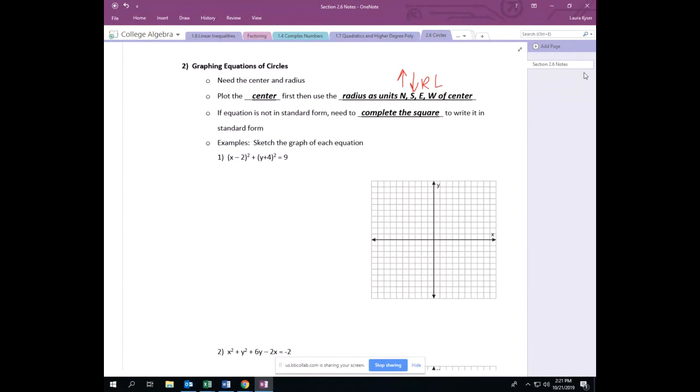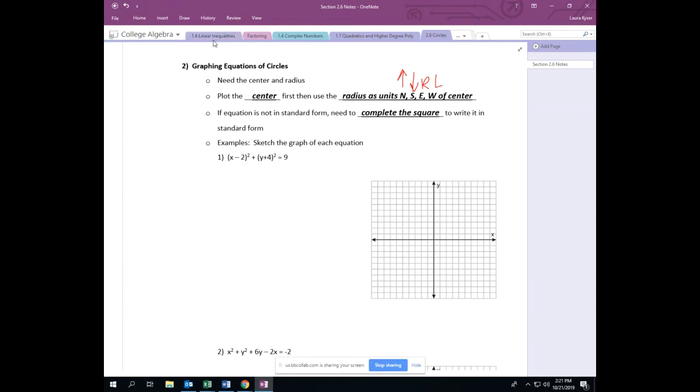Now, if the equation is already in standard form, like this first one, then we're in really good shape. If the equation is not in standard form, we have to put it in standard form. And there is a methodology to it involving completing the square, which I will go over with you in another example. So we're going to start by just actually looking at creating a graph.